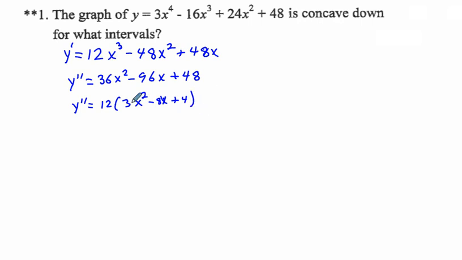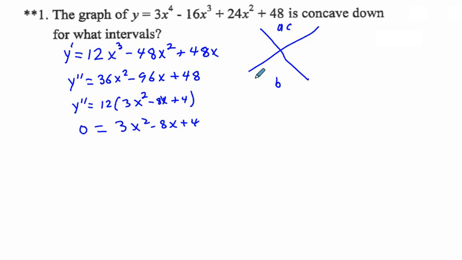And so we have this quadratic trinomial. We will set this equal to 0. So 0 is going to be equal to 3x squared minus 8x plus 4. And then using our x method of factoring, we have AC up here and B down here. So AC is going to be 12, and B is going to be negative 8.